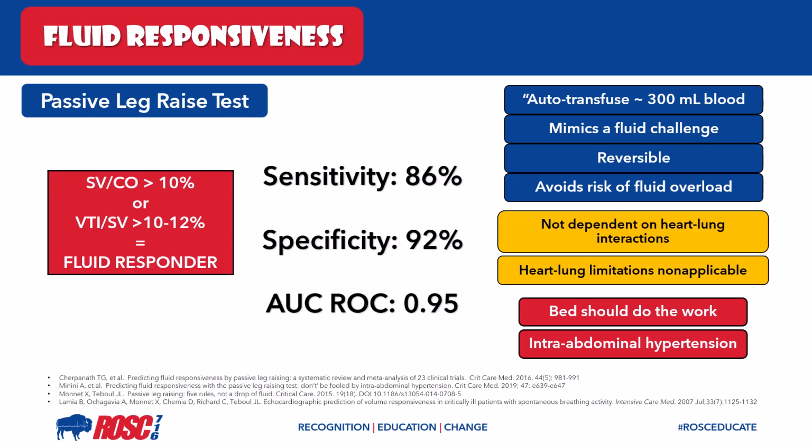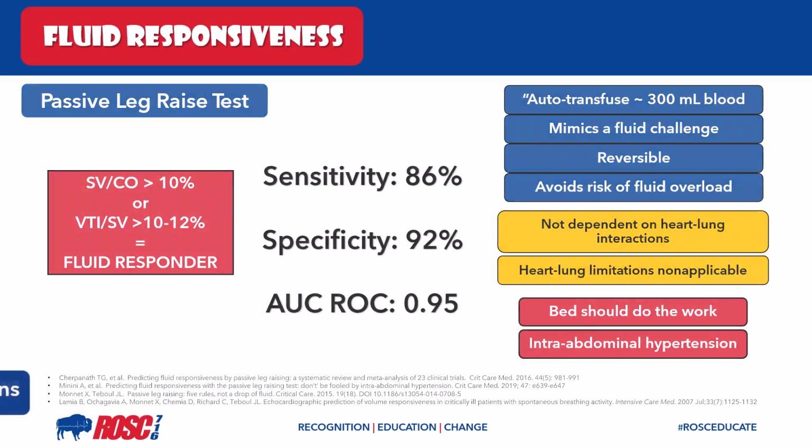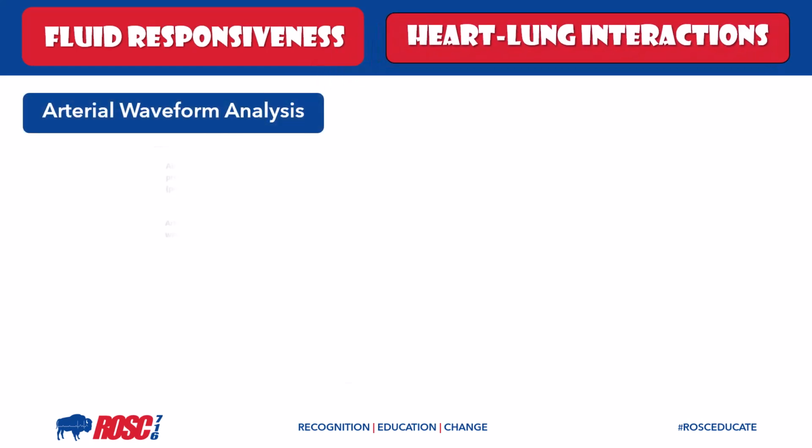If we use pulse pressure variation, which we'll describe what that is very shortly, your diagnostic accuracy drops considerably. If you just use arterial blood pressure changes, the accuracy is even lower. So in closing, passive leg raise testing is an excellent test. It has very few limitations, and when using stroke volume and cardiac output, it has excellent accuracy. Now let's move on to the heart-lung interaction test.